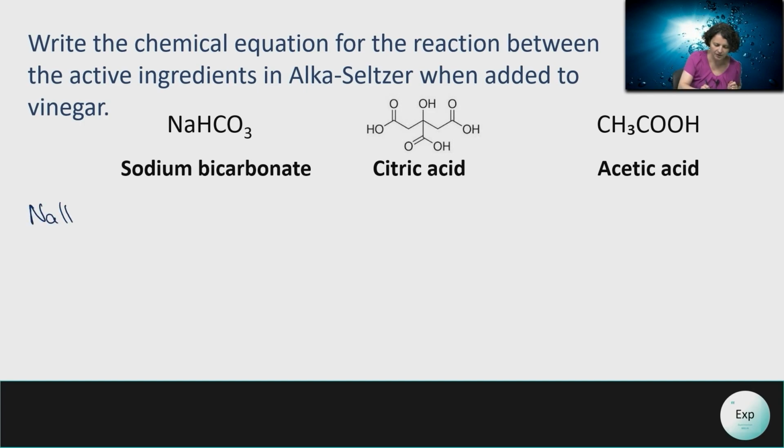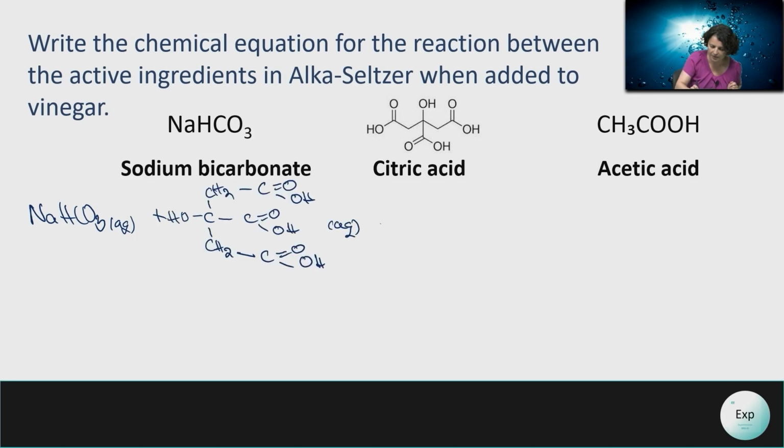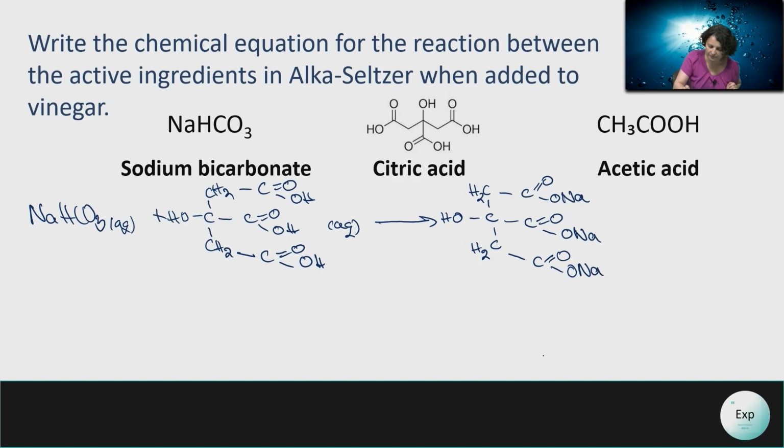We take sodium bicarbonate, which is soluble in water, and we add it to citric acid. This is aqueous, and the product will be sodium citrate. Sodium citrate has 3 carboxylate units. It will also produce water in the liquid phase because it is happening at room temperature, and carbon dioxide, which is in the gas phase at room temperature.